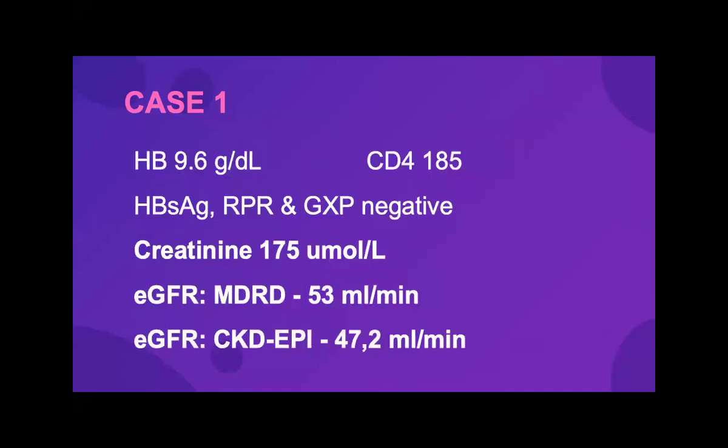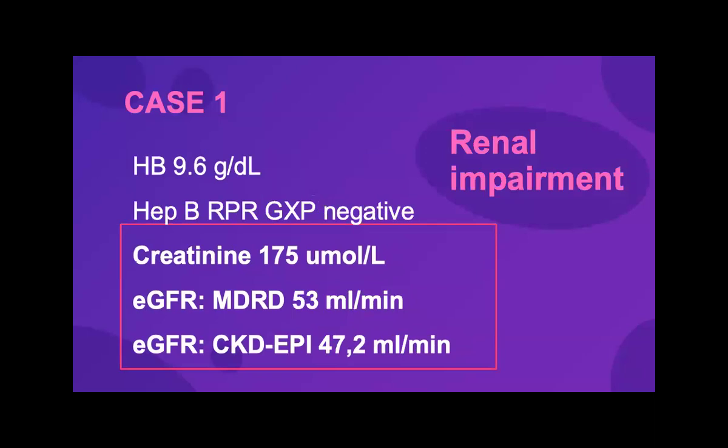So we had a Hb of 9.6, which is on the low side, a CD4 of 185. The Hep B surface antigen, the RPR, and the GeneXpert were all negative. And then the creatinine came back as raised, 175. The eGFR from the two formulas came back as 53 and 47.2. So his blood results show us that he has some renal impairment. So what should you do now?